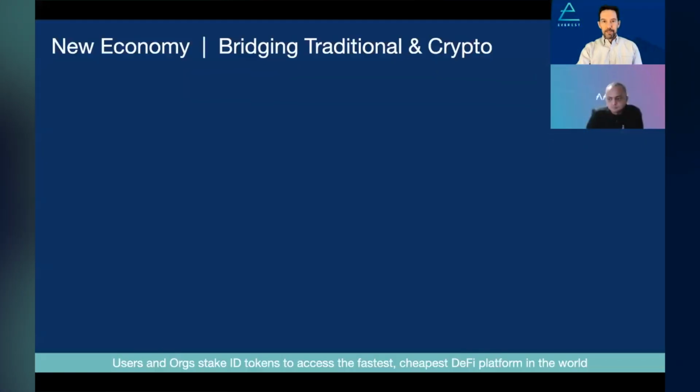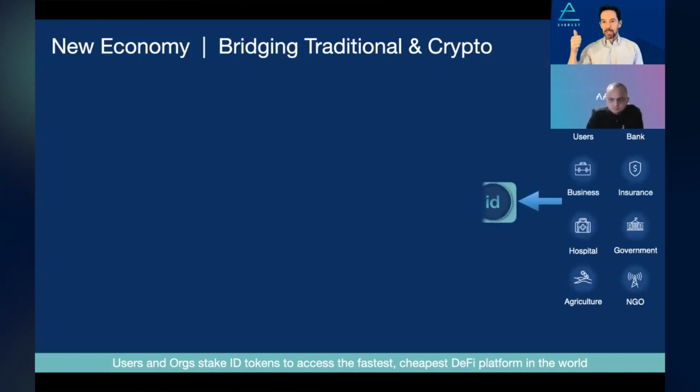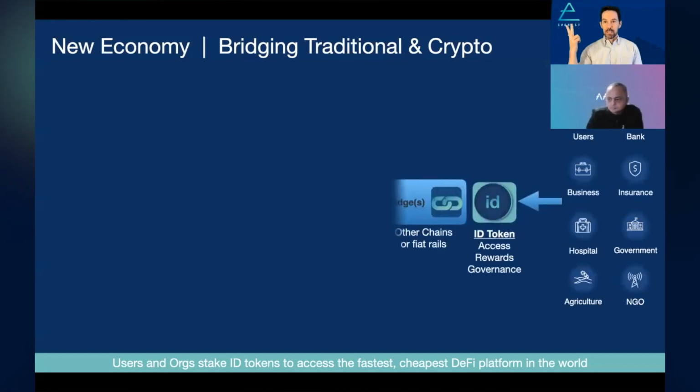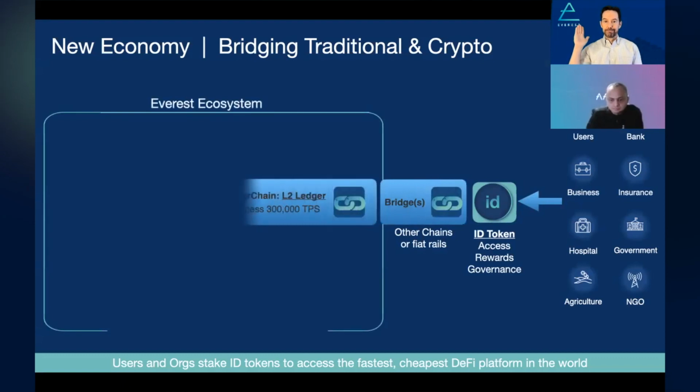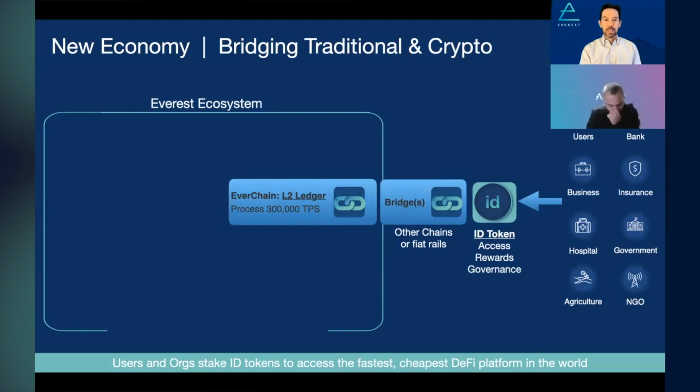So a bit on Everest, the review is, if you will, we work with users, businesses, financial institutions. They access our ecosystem by getting our access token, the ID token. And then we do a bridge, usually across Ethereum mainnet, into our own L2 ledger. It's like a side chain. And that one is incredibly fast, very cheap, right?